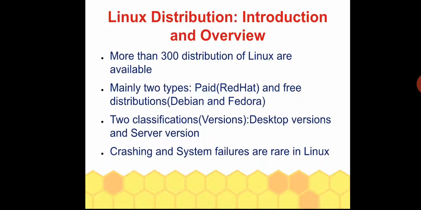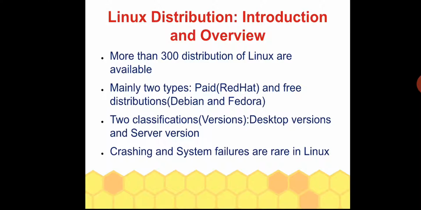Okay, now the next thing is Linux distribution, introduction and overview. So there are some distributions of Linux. What are the kinds of Linux distributions available? You should know this. As they say, there are more than 300 distributions of Linux. It is not 1 or 2. When we compare Mac, or when we see Windows, we have a limited number of distributions, isn't it, or the flavors or versions of Windows.